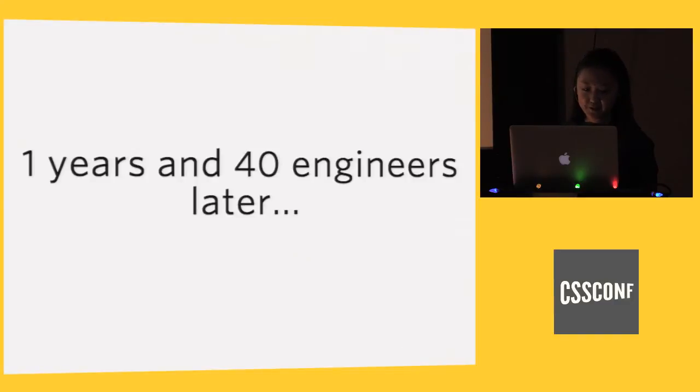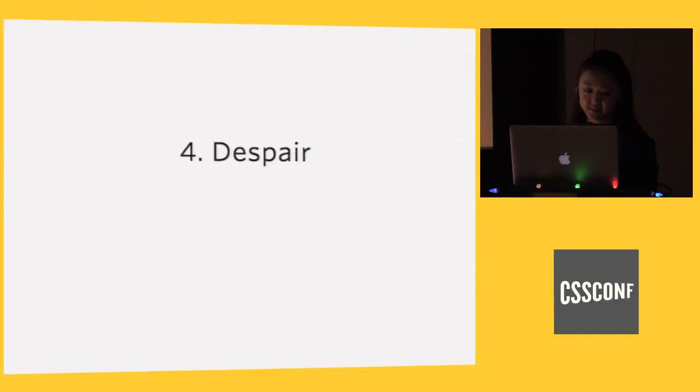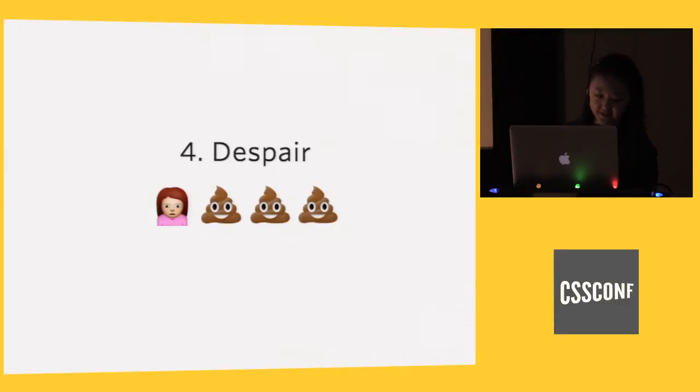And this is where you enter the 4th stage, despair. This is where every time you fix a bug, something breaks. Your CSS is growing at a rate of about 3 poops per week, and there's nothing you can do about it because everything's hopeless. So let's break down how our existing dashboard CSS managed to spiral downhill so badly.